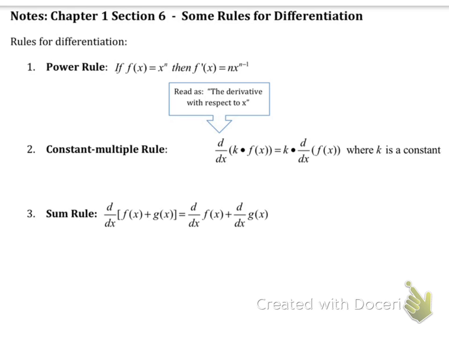So say you had the example f of x equals x to the 7th. Again, note the notation. f prime of x equals, we're going to bring the 7 down in front, and then we subtract 1 from the exponent.